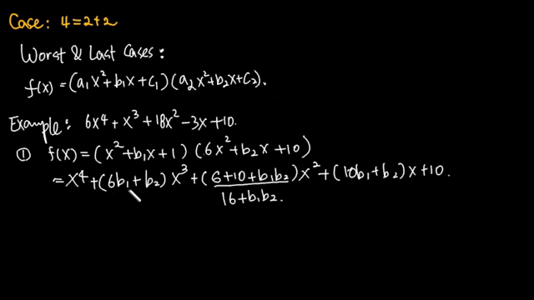Alright, let's compare the coefficients of x to the third and x squared here with what is known, what is given there. So what we have here is a system of equations for b1 and b2. 6b1 plus b2 should match that coefficient 1.